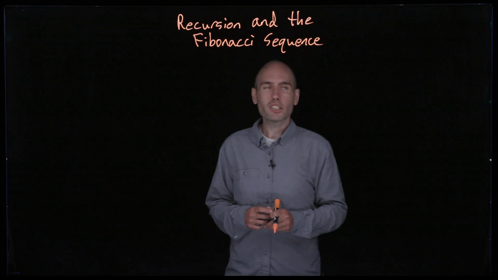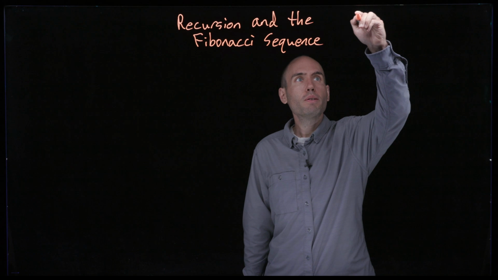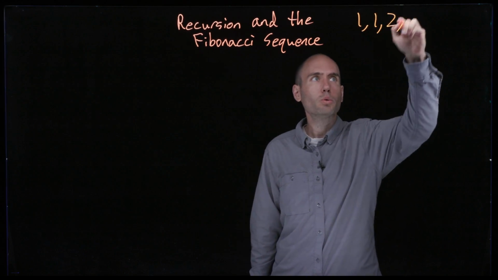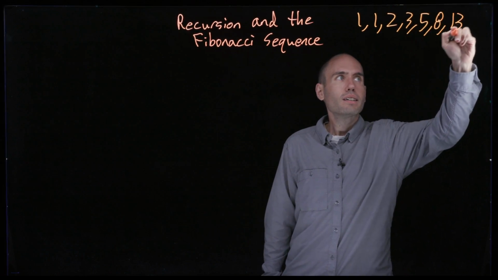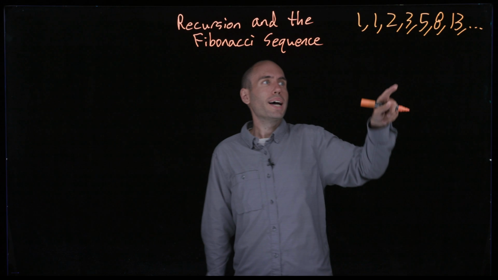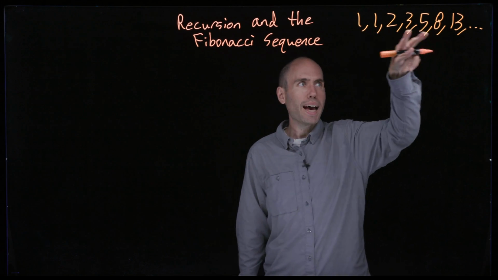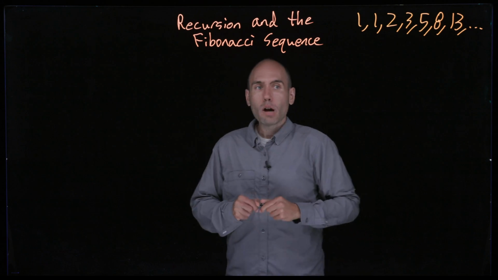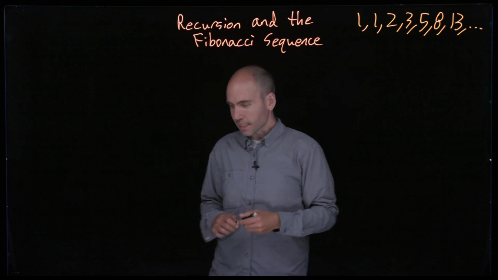Let's talk about recursion and the Fibonacci sequence in Mathematica. So remember, the Fibonacci sequence is the sequence that starts 1, 1, 2, 3, 5, 8, 13, and so on. And in general, each number other than the first two is defined as the sum of the two previous numbers. So how can we use functions in Mathematica to produce this sequence?